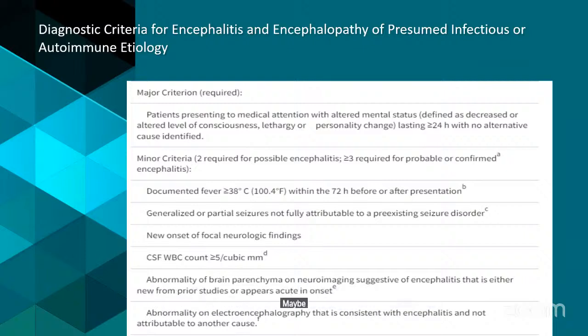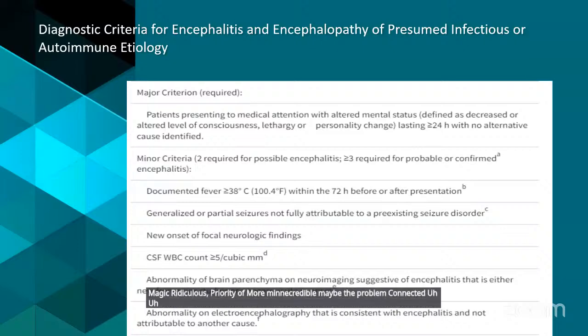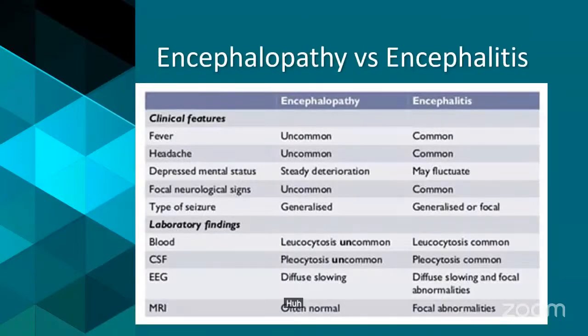So the major criterion plus three or more minor criteria will make it a probable or confirmed encephalitis, and two or more minor criteria will make it a possible encephalitis. One thing that all of you should be aware of is the differentiation between encephalopathy and encephalitis.